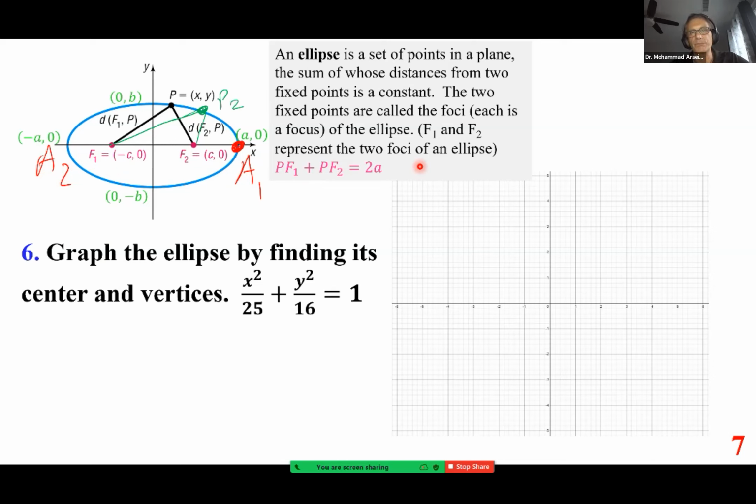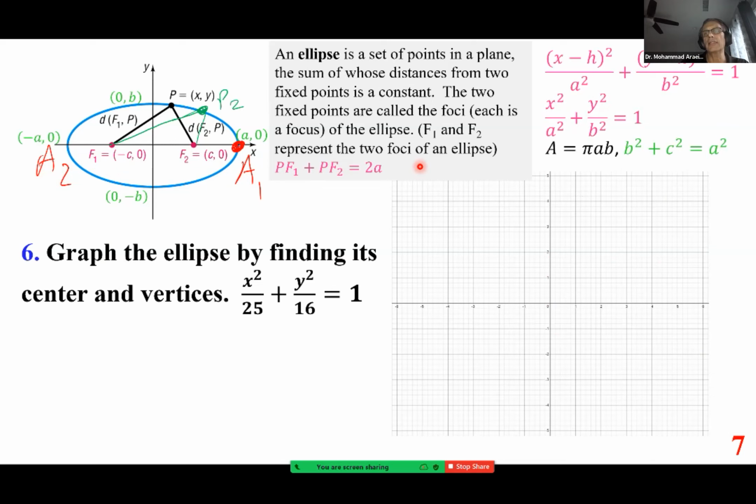In the meantime, the equation centered at 0, 0 is this one, centered at (h, k). So centered at 0, 0, x squared over a squared plus y squared over b squared equals 1. Centered at a different location, such as h and k, x minus h quantity squared over a squared plus y minus k quantity squared over b squared equals 1.